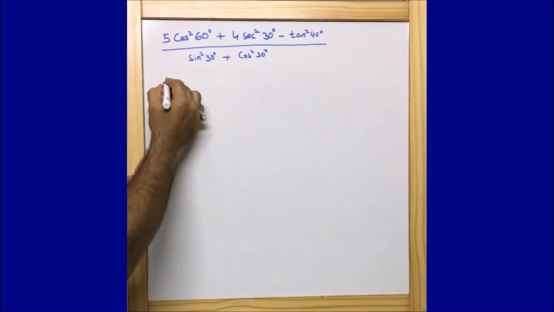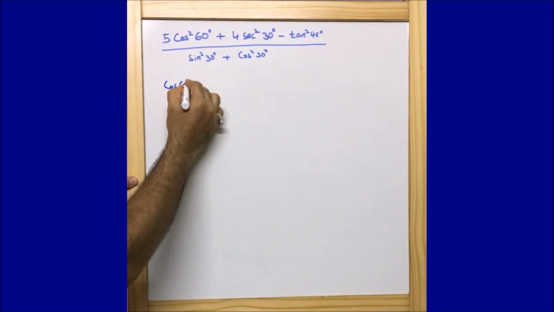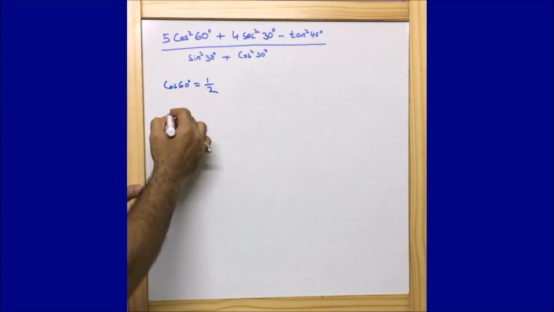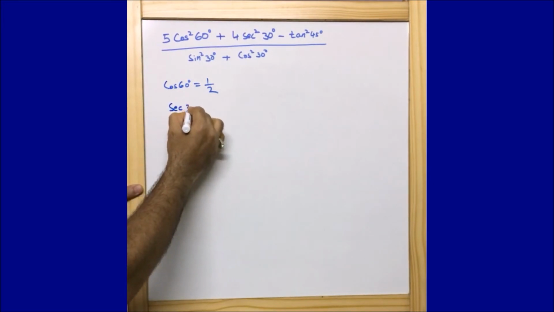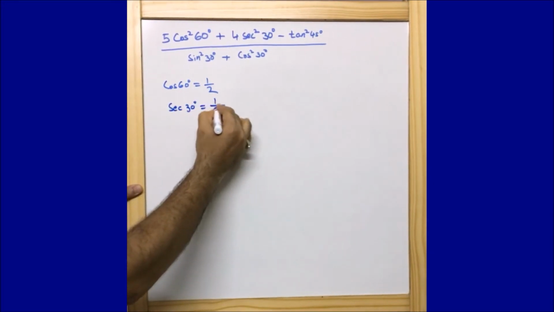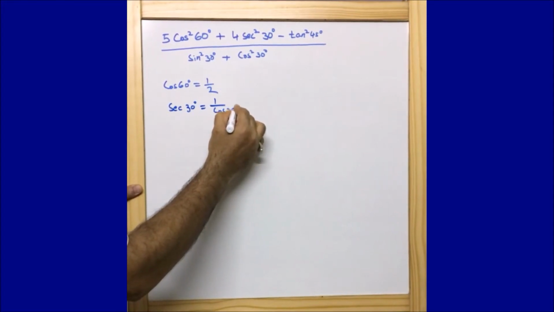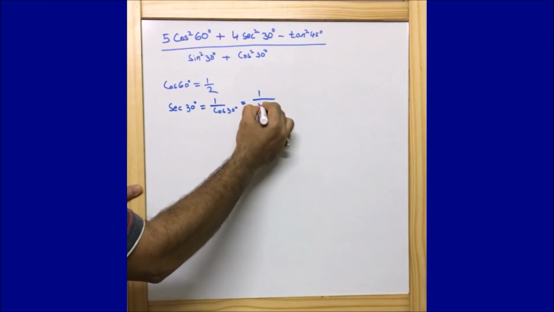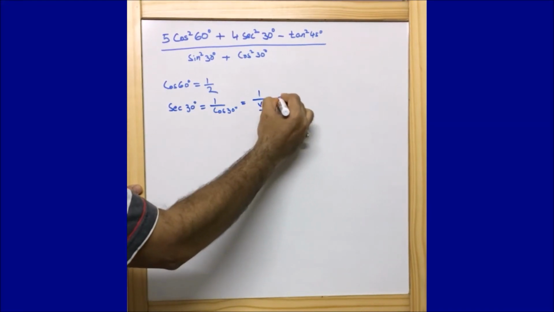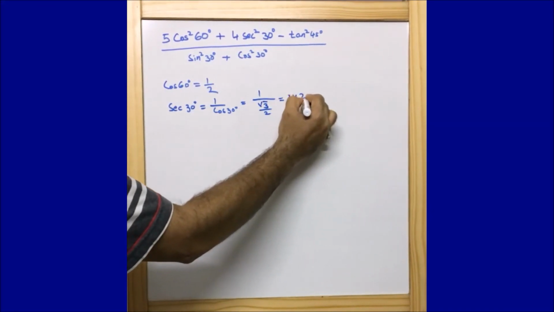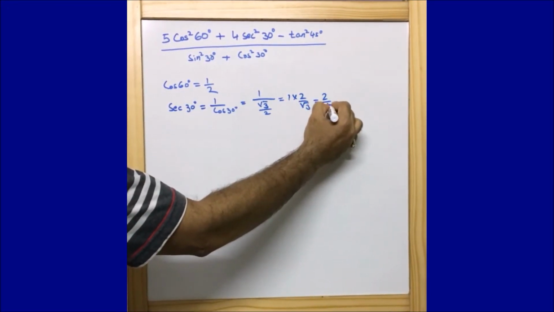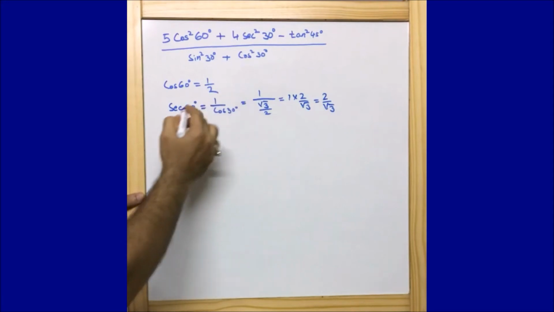Cos 60 degree is nothing but 1 by 2 from the table only. Similarly, sec 30 degree is nothing but 1 by cos 30 degree. We very well know that cos 30 degree is root 3 by 2. So I can write this as 1 into 2 by root 3, that is equal to 2 by root 3. So we got sec 30 degree.